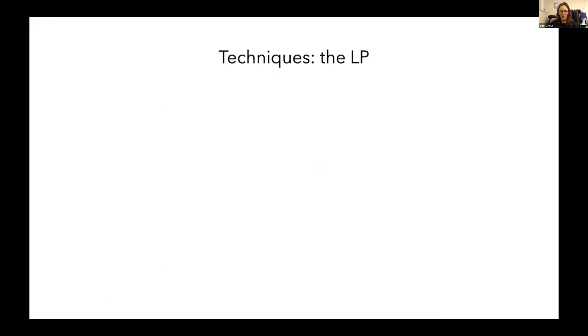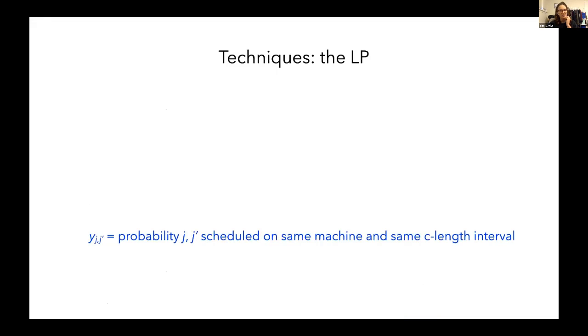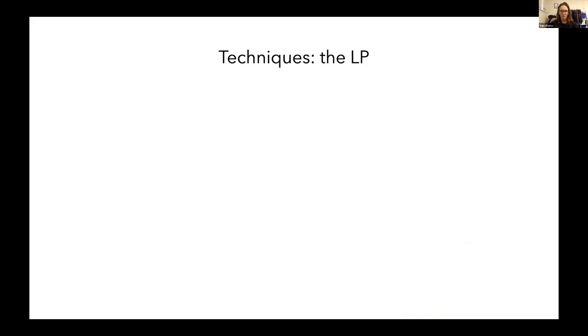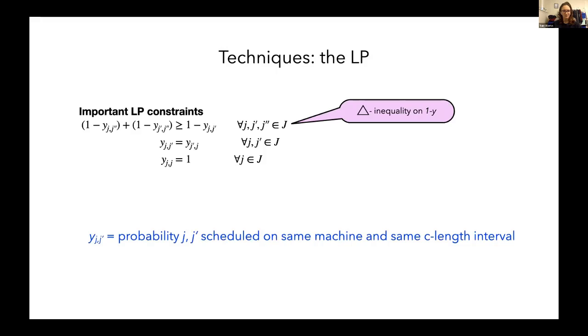For the LP, I'm going to present it differently than we did in our paper, a more compact version, easier to digest in a short talk. We'll consider the variables y sub j, j prime, where this is basically indicating the probability that jobs j and j prime are scheduled on the same machine and in the same C-length interval. So going back, for instance, job 6 and 8 here are scheduled on the same machine and in the same C-length interval. Same for jobs 2, 3, and 7, same machine, same C-length interval. So that's the grouping that we care about here.